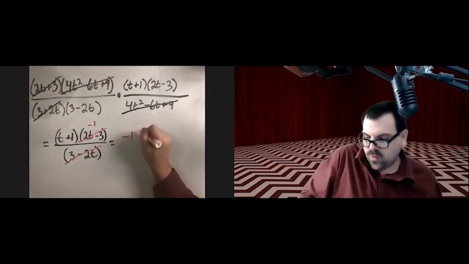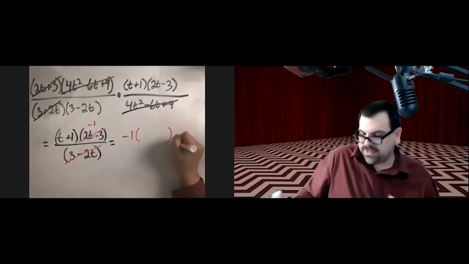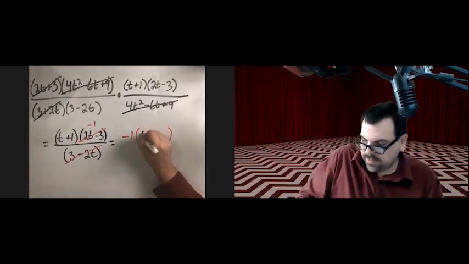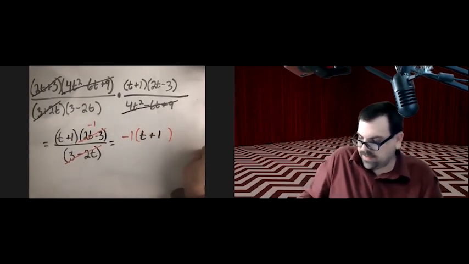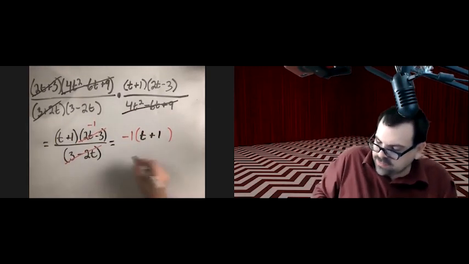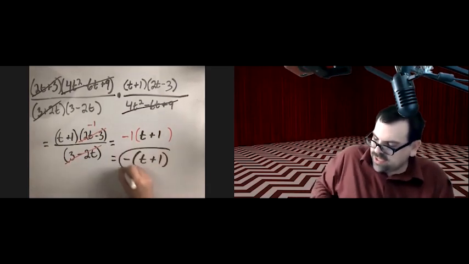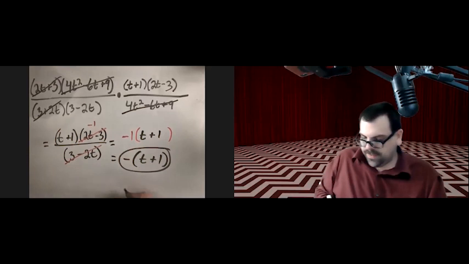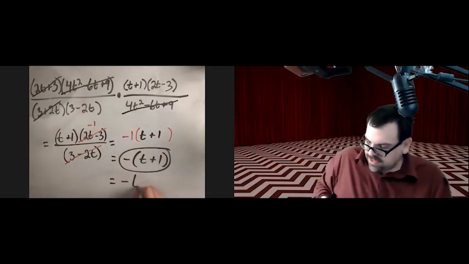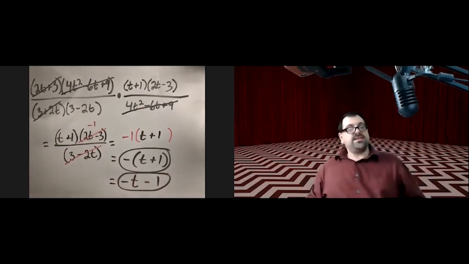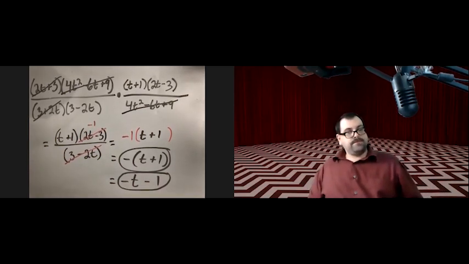So -1 times t plus 1. And we wouldn't write -1 times, we would just write negative times the quantity t plus 1. Or if you want, negative t minus 1, write it without the parentheses, you can do that too. That's all we have here.